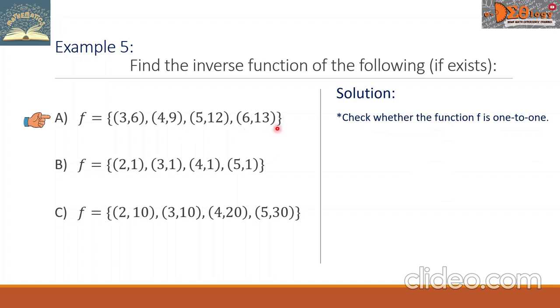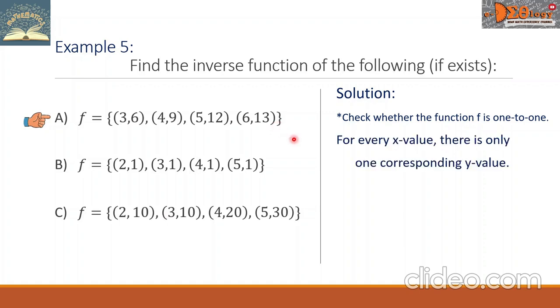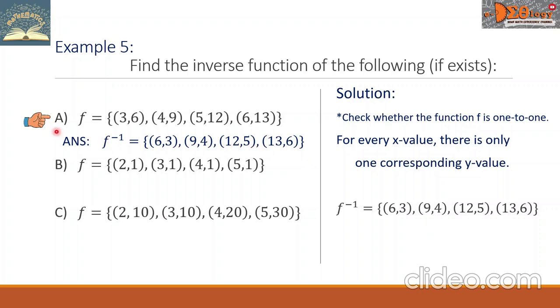Now we're going to check whether this function is one-to-one. We can see that for every x value, there is only one corresponding y value, namely 6, 9, 12, 13. It appears only once. For that reason, we can now invert the position of the x and y values respectively. So (3, 6) becomes (6, 3), (4, 9) becomes (9, 4), (5, 12) becomes (12, 5), (6, 13) becomes (13, 6). And this is the symbol f inverse. This is the inverse function for this corresponding function. Then we write this answer below problem A.